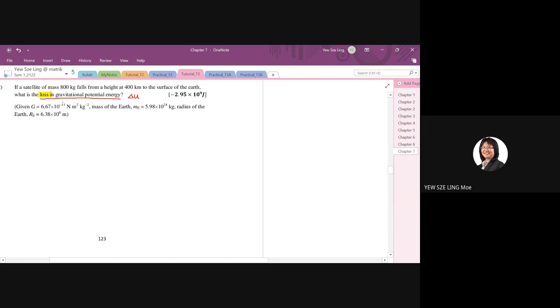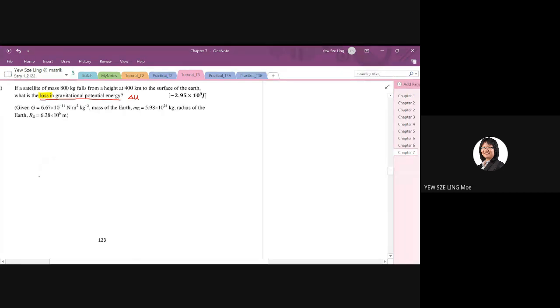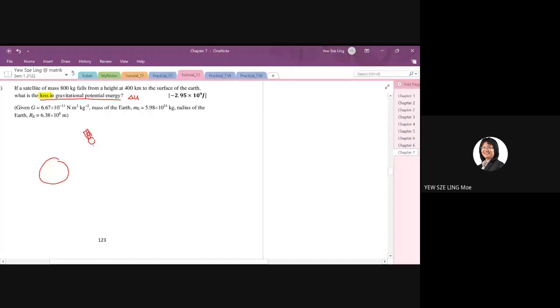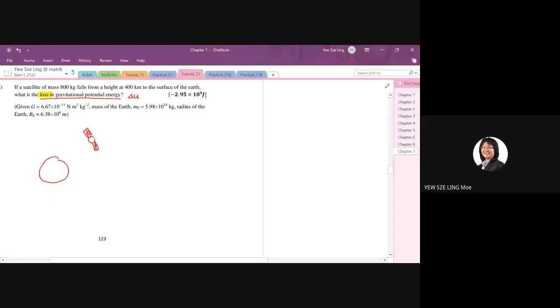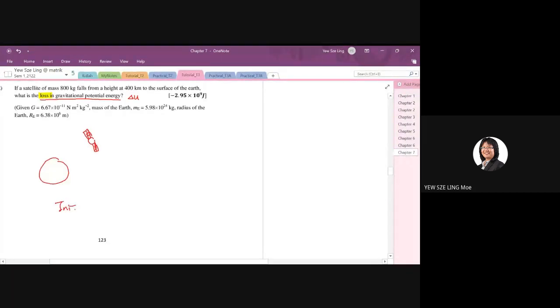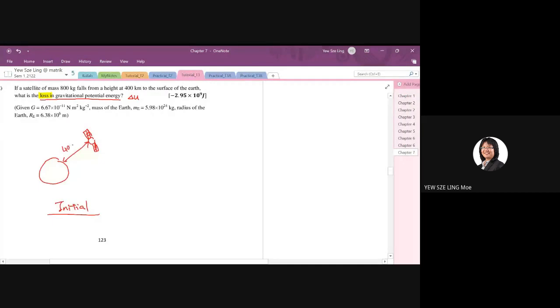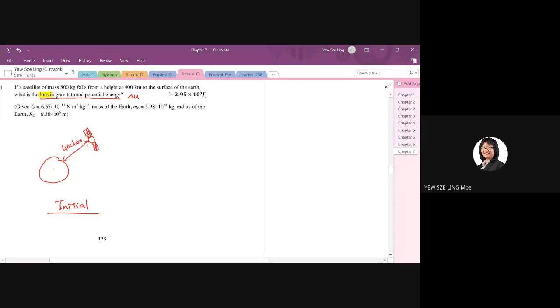Now, first of all, you need to understand the question. If a satellite of mass 800 kg falls from a height of 400 km to the surface of the Earth, so what does it mean? Now you have the Earth, and then this is a satellite. Initially, this is the initial position, the satellite is located at 400 km from the surface of the Earth.